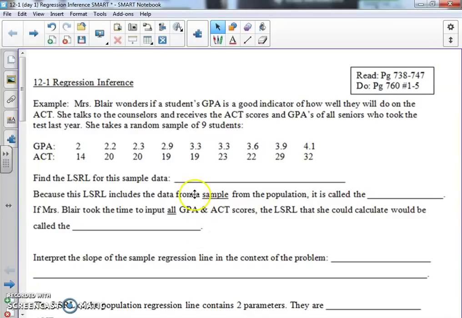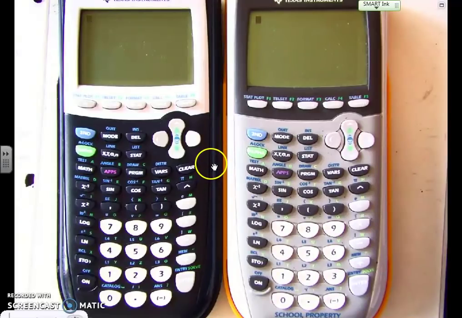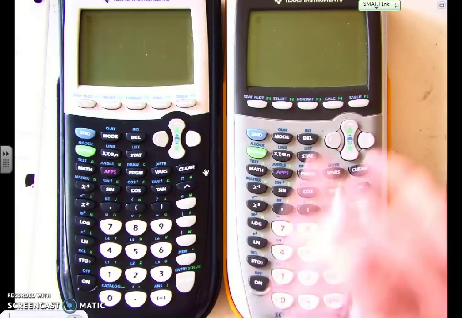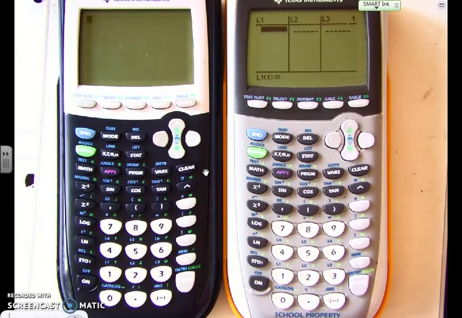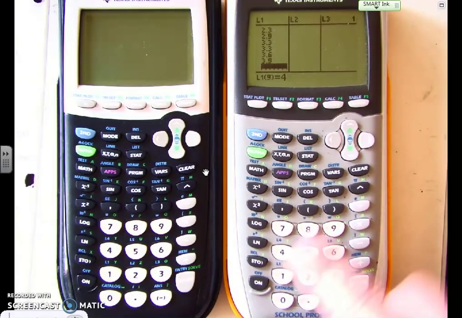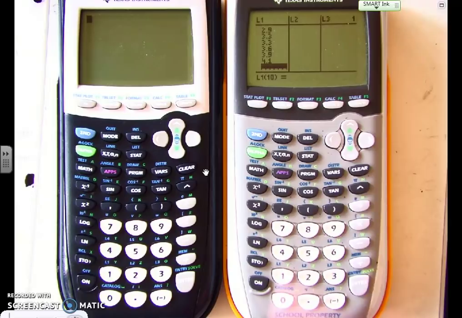So what I'm going to do is plug this into my calculator. So you're going to see me switch screens. And I've got both calculators side by side because I don't remember how different they are. But for now, I'm just going to use this one. And I'm going to plug in my data. So I'm going to plug GPA into list 1: 2, 2.2, 2.3, 2.9, 3.3, 3.3, 3.6, 3.9, 4.1. So in list 1, we have all of the GPAs.